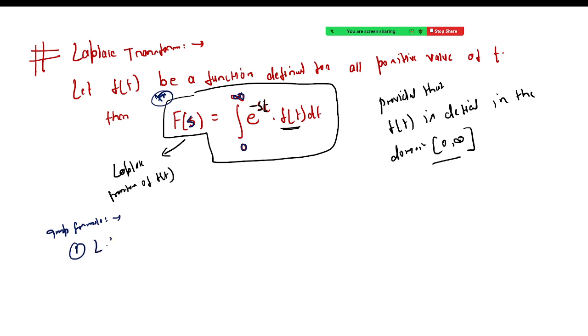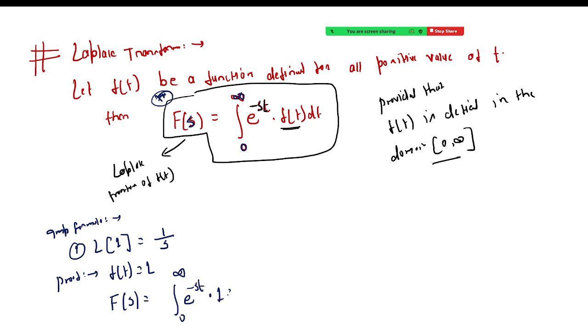First, the Laplace of 1 is equal to 1 divided by s, right? So how can we prove Laplace of 1 is 1 divided by s? What is our function? Function f(t) is our 1. So I want to calculate capital F(s), that is our Laplace. So that is equal to the integral from 0 to infinity of e to the power minus st multiplied by our function f(t), which is 1, dt. So this is equal to the integral of e to the power minus st from 0 to infinity dt.